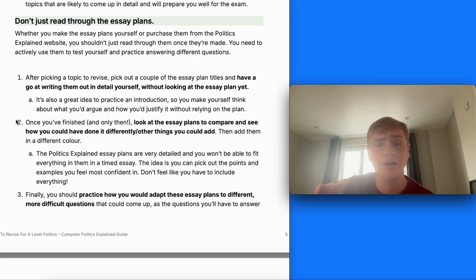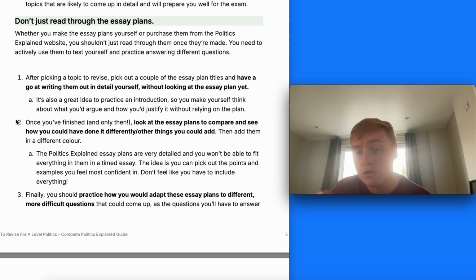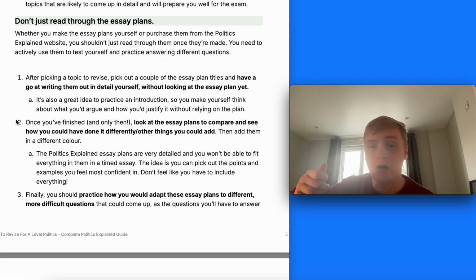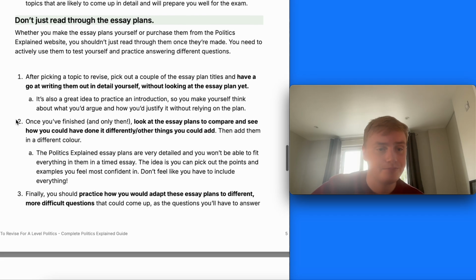So after picking a topic to revise, pick out a couple of the essay plan titles and have a go at writing them out in detail yourself without looking at the essay plan yet. It's also a great idea at the end of that to practice an introduction, which is the first thing you're immediately going to do in the exam. So it should hopefully calm your nerves by the time you get into the exam if you've done this hundreds of times. But it also forces you to think of the argument. What are you going to argue in relation to the essay?